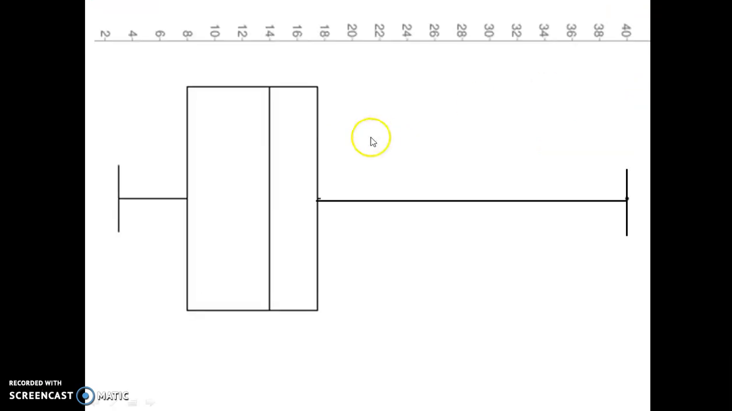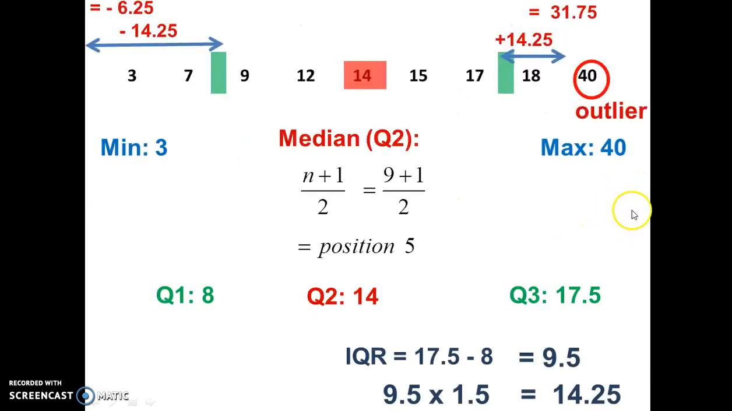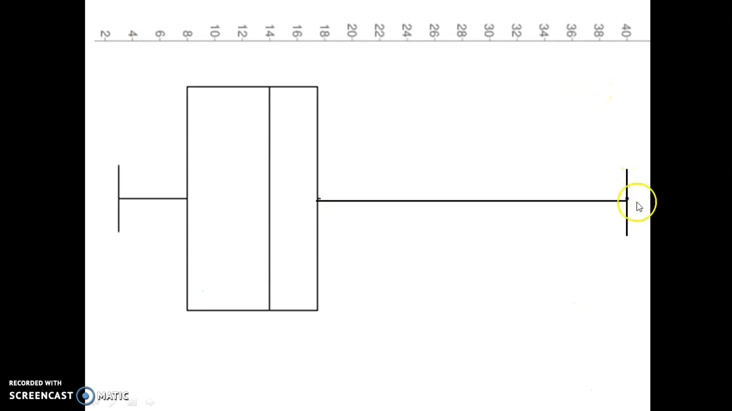All right, here's our box plot then. Here's our min, 3. Here's our max, 40. And 40 actually happens to be the outlier, right? So here's 40. Here's our median, 14. And 8 was our Q1. 17.5 was our Q3. That's what it looks like.